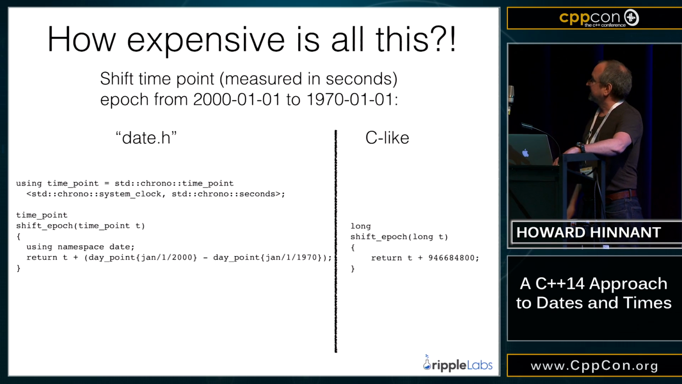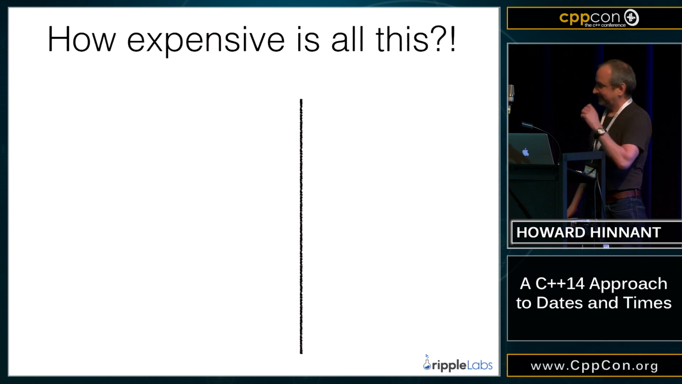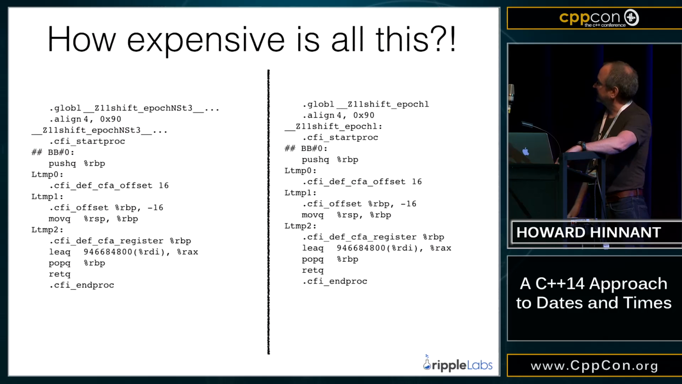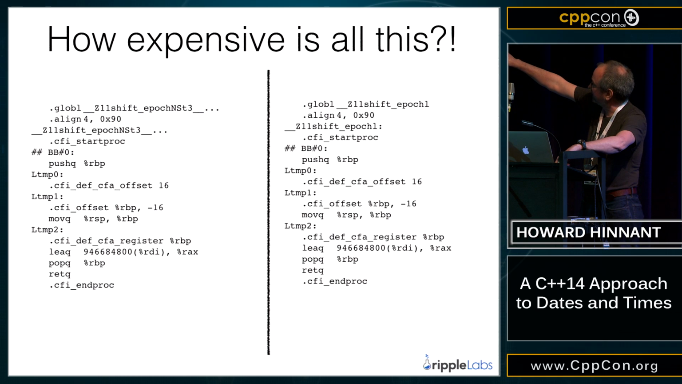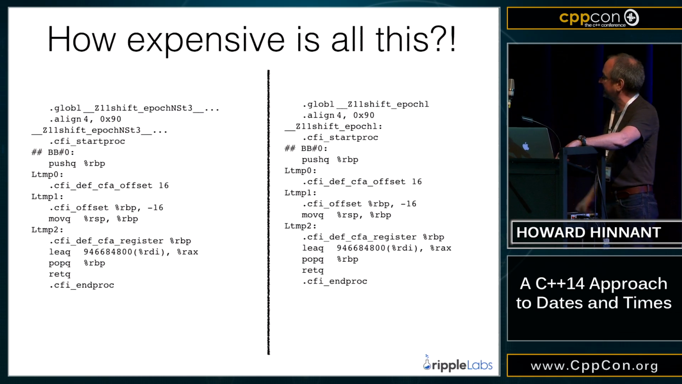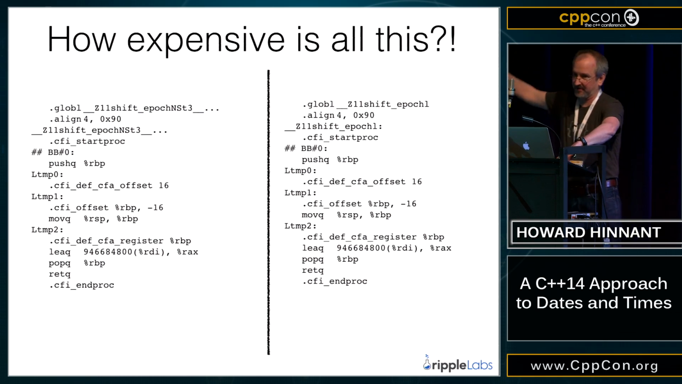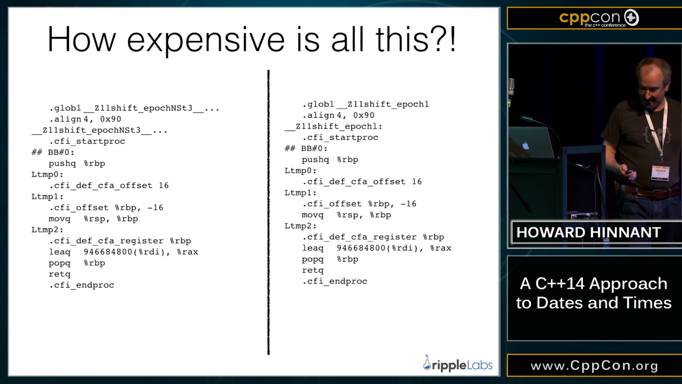So how much does this cost us? Let's compile both sides. Optimization's on. Take a look. It's identical. It's absolutely identical. You can even see the magic number on both sides, the 946 million seconds or whatever. It's on both sides. So let's take another look at that.